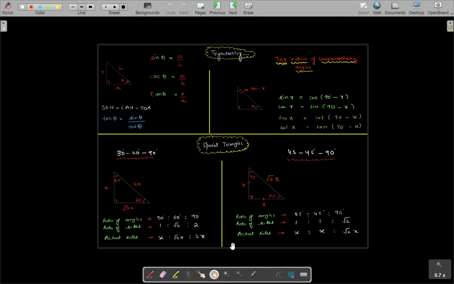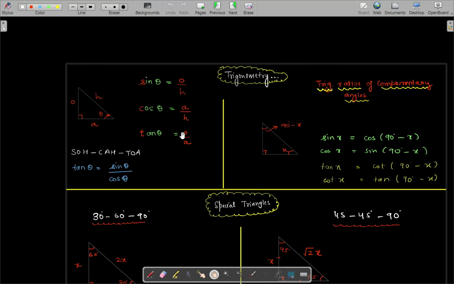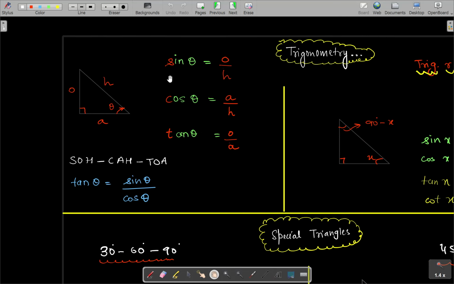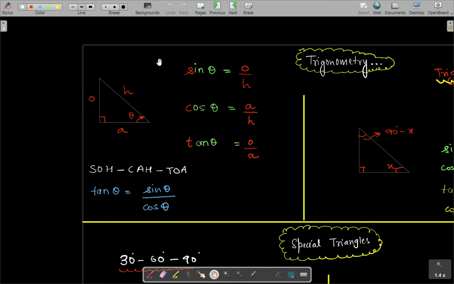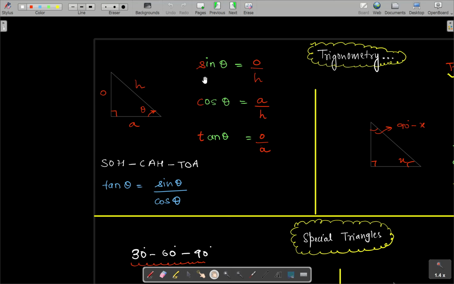Now let's do trigonometry. The concepts which will be tested based on trigonometry are very limited for SAT math. You just need to know about three trigonometric ratios: sine, cosine, and tangent. Although there are six trigonometric ratios, you don't need to know all six. You just need to know the three ratios: sine, cosine, and tangent.